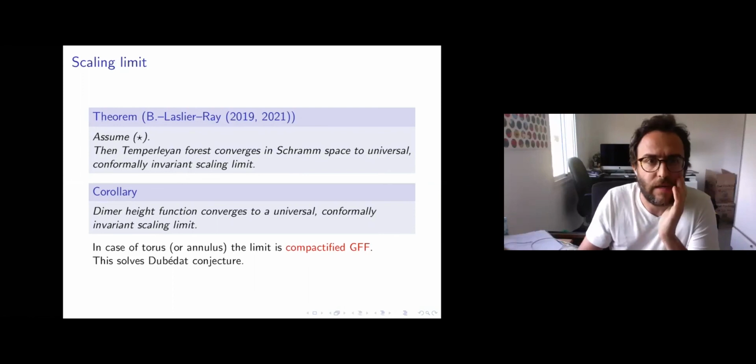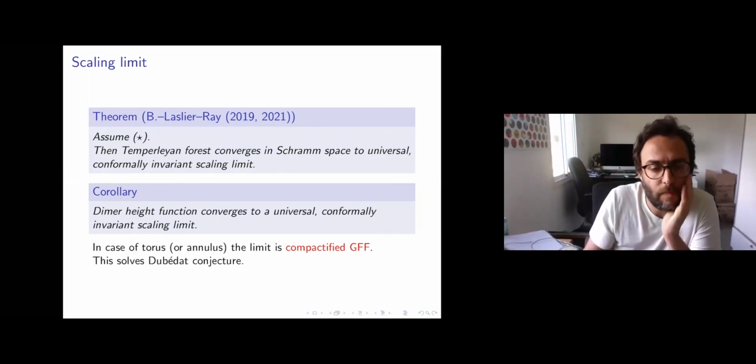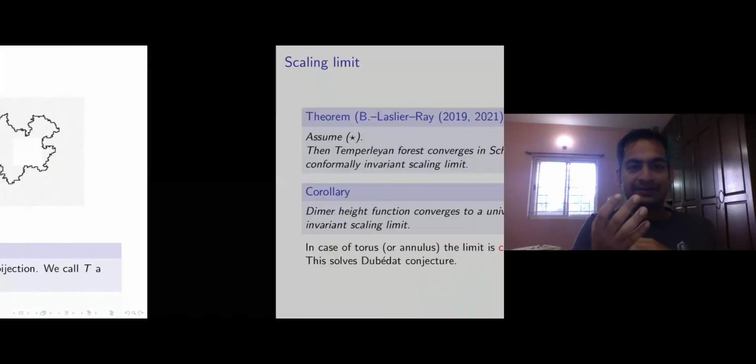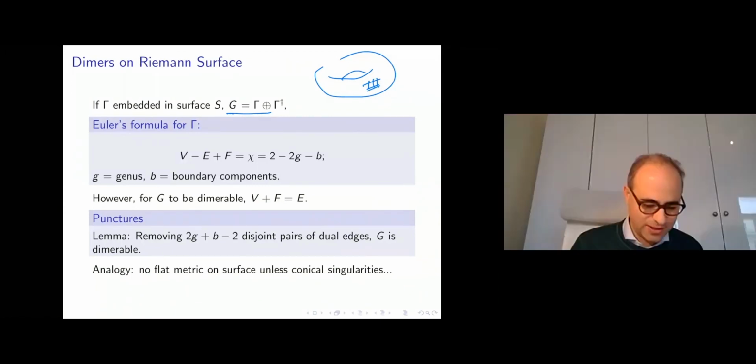Any questions? Hi. I just wanted to clarify a small point. When you were talking about taking dimer tilings on the Riemann surface, you said that you have to remove certain edges. So can you remove arbitrary edges, or are there some well-chosen edges that have to be removed? What exactly? Right. So, yeah, thank you for asking that.